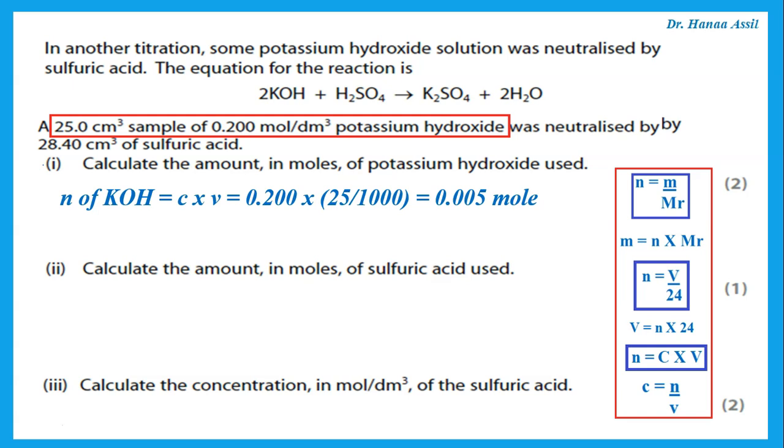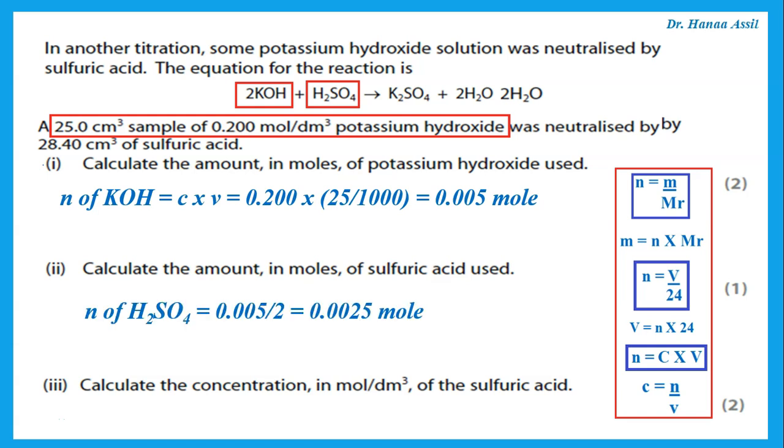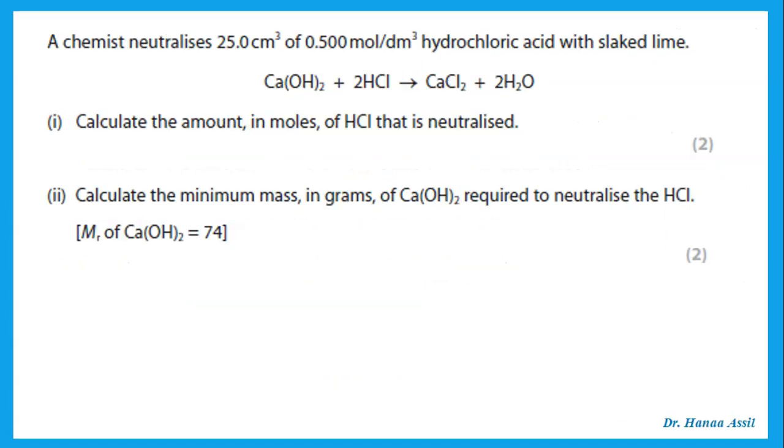Then we're required to get the number of moles of sulfuric acid. We look at the equation. The equation says 2 moles of potassium hydroxide react with 1 mole of sulfuric acid. That means number of moles of sulfuric acid is half that of KOH. And then we're required to get the concentration of the sulfuric acid. Concentration is number of moles over the volume. Again, we're given the volume of sulfuric acid in centimeter cubed. I have to divide by 1,000 before I put it into the equation.